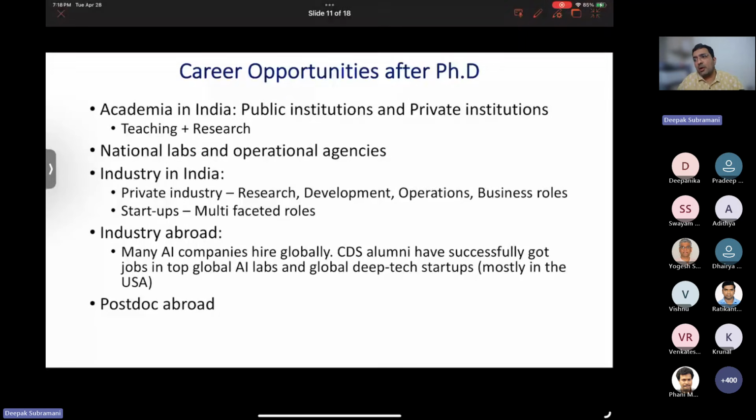National labs and operational agencies like the Ministry of Earth Sciences, ISRO, BARC, all these national labs and operations do have scientist positions where the PhD will really help you go ahead in your career. Then industry in India.